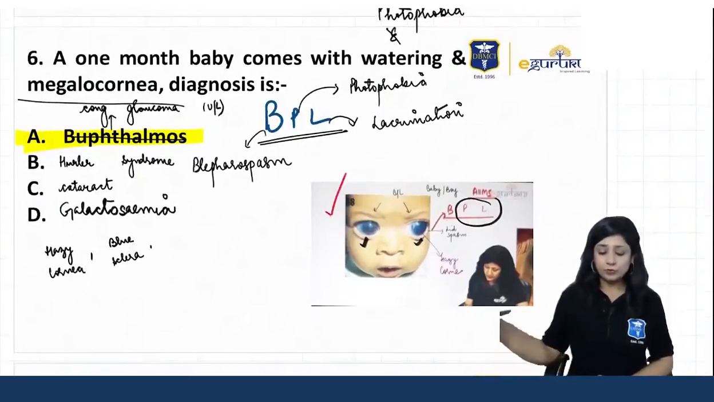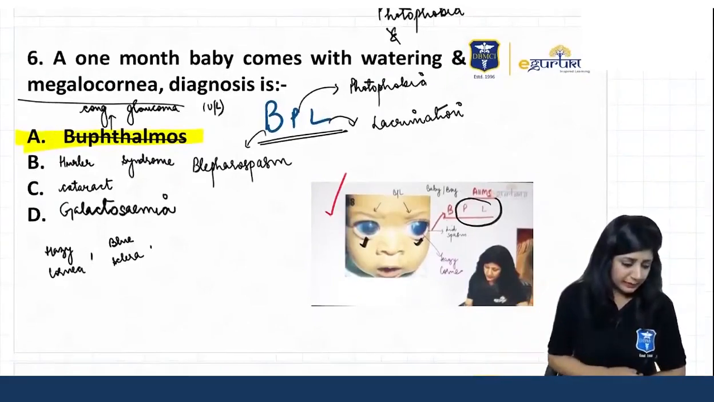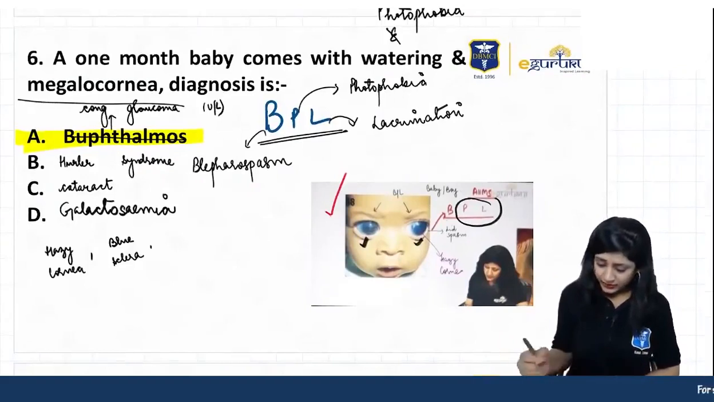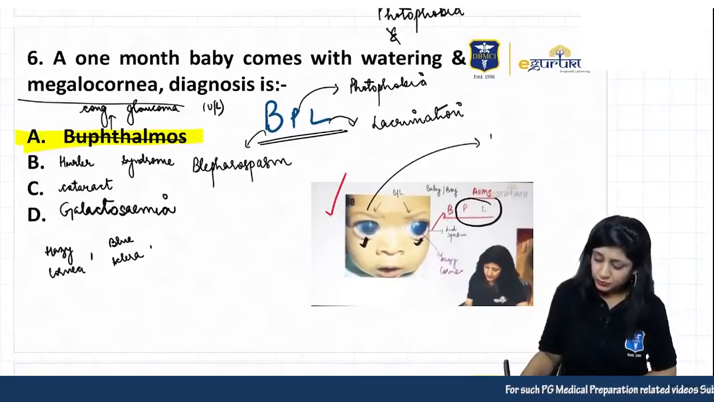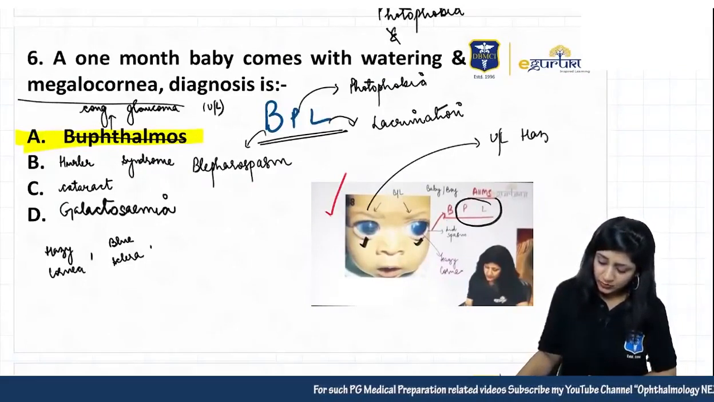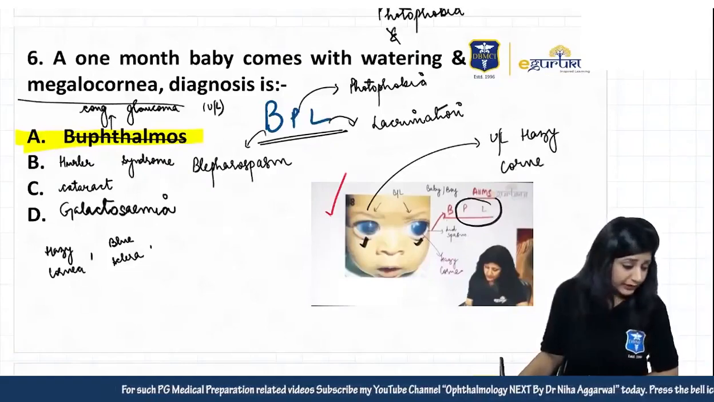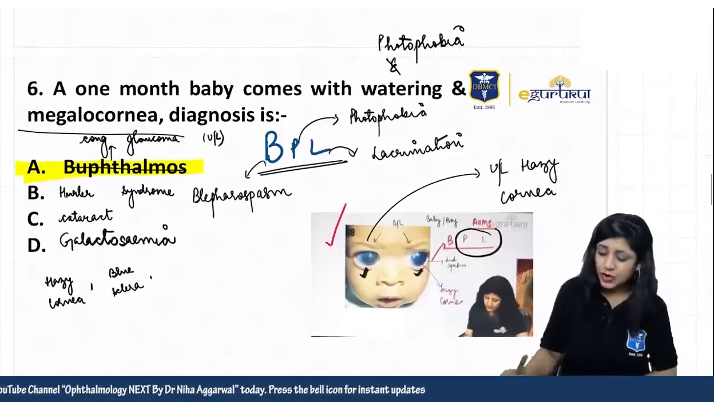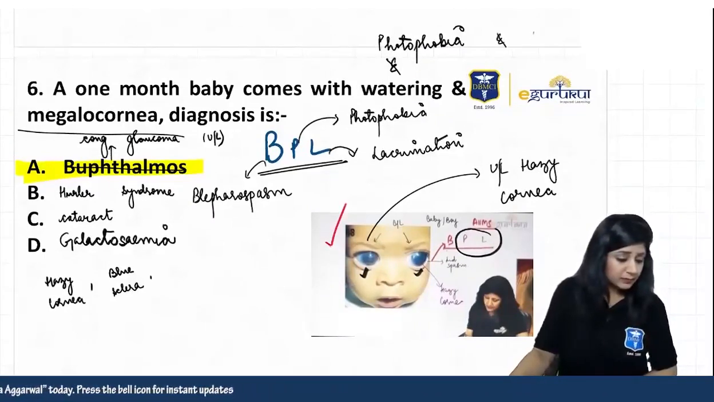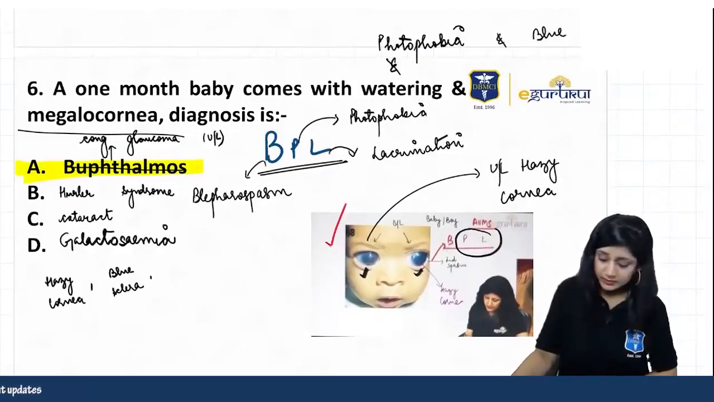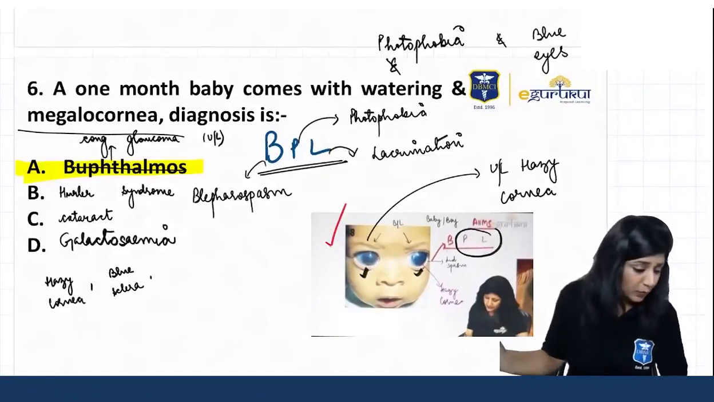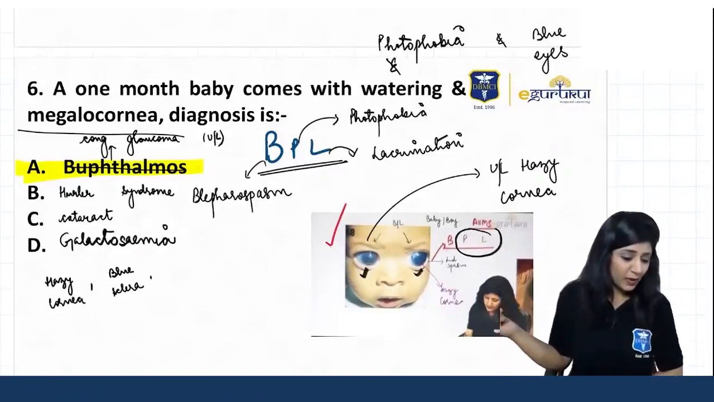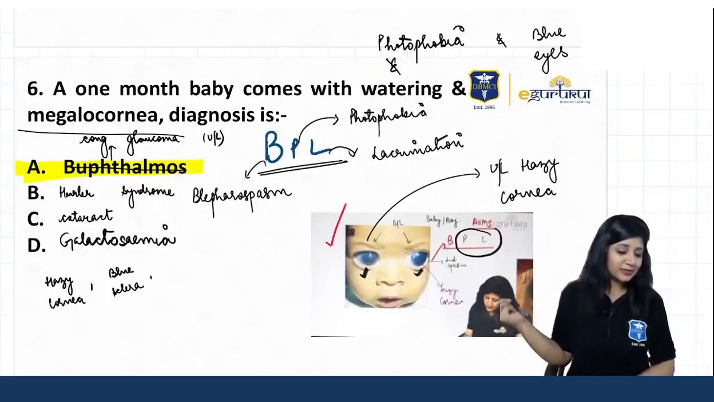What is the 4th option? Galactosemia was there. A unilateral hazy cornea is given. Okay, they gave a unilateral hazy cornea. Okay, and photophobia was there, lacrimation and the blue eyes. Blue eyes. Both eyes had large corneas. Typical buphthalmos. In one eye there was a blue eye also.